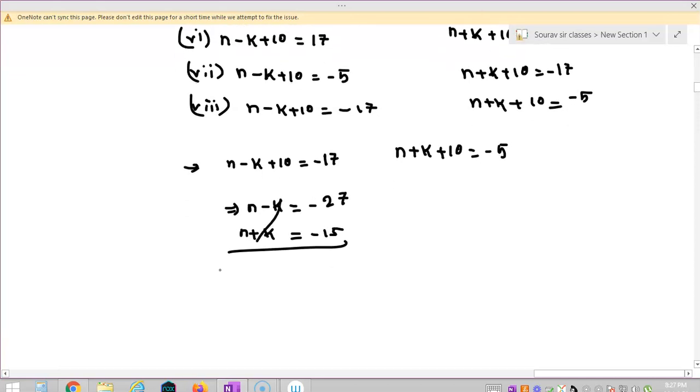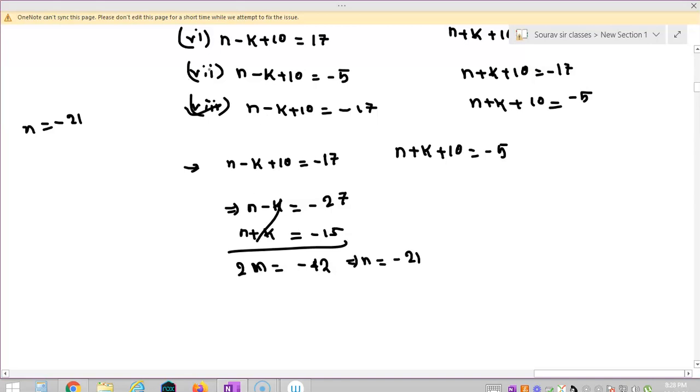So adding this, 2n is equal to 42 minus 42, and the value of n is equal to minus 21. So we got one of our answers, n is equal to minus 21. Okay, so we have solved this. We don't need to find the value of k, right? We just need to find the value of n.